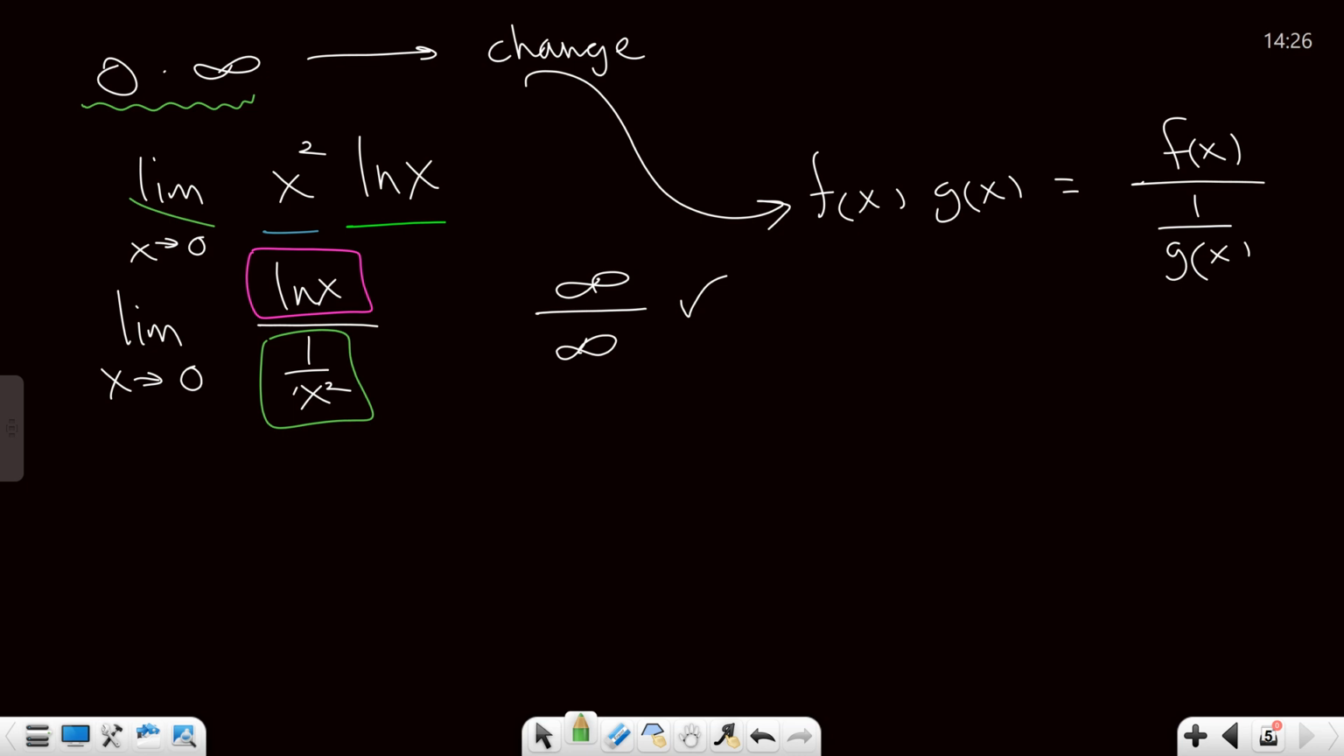Should you write, is it wrong if you write negative infinity over infinity? No? Okay. We good? Wait, so what does that mean? Does that mean that 0 times infinity is equal to negative infinity over infinity? We don't know. It's called an indeterminate form because we can't determine what it equals.